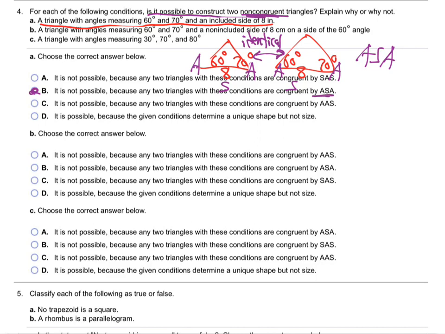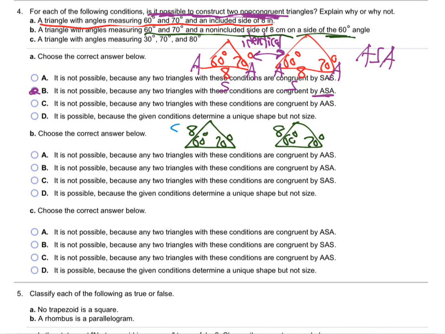Now the next one, 60, 70, and non-included side of 8. So that 8 has got to be on the side of the 60. So the 8 can't be over here. It's got to be over there on a side of the 60, like that. Not included. It's not between the 60 and 70, but it's on the side of the 60. Well, can you make two triangles like that that are different? That's what they're asking. Is it possible to make two non-congruent triangles, two triangles that are different, that have the same 60, 70, and an 8 on the side?